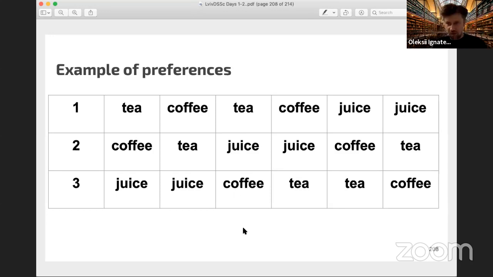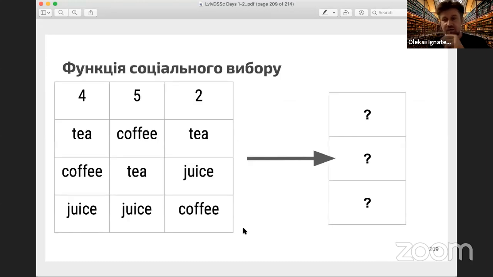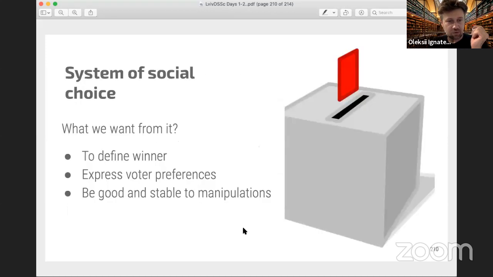So we have a number of voters, and each voter has these preferences. And a system of social choice is a special function that translates these preferences to one vector with decisions, where the first number of this vector is the most preferable choice by society, by the voting system. The second is the second, and third, and so on.